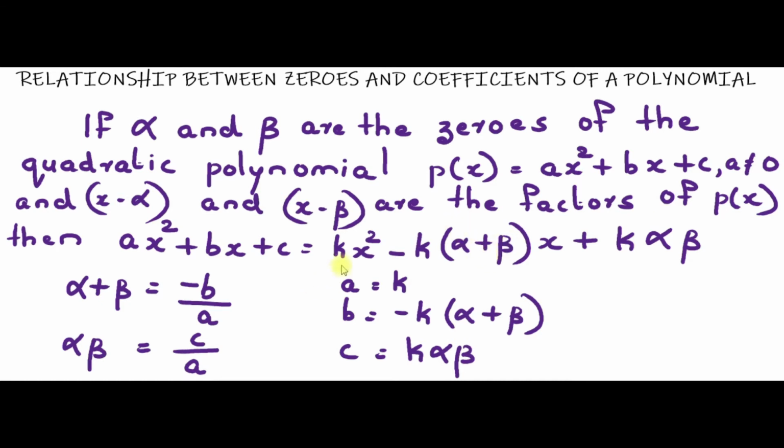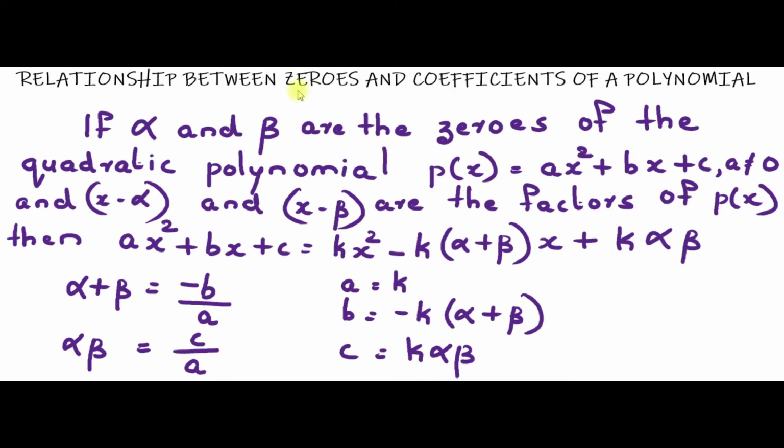It can be represented as kx square minus k into alpha plus beta into x plus k alpha beta. So, your coefficient of x square, that is a, is equal to k. Comparing these two, we will be getting coefficient of x square, which is a, is equal to k. Coefficient of x, which is b, is equal to minus k into alpha plus beta, and coefficient of c, that is a constant, is equal to k alpha beta.